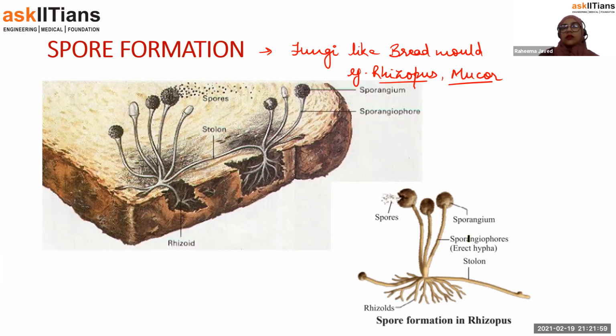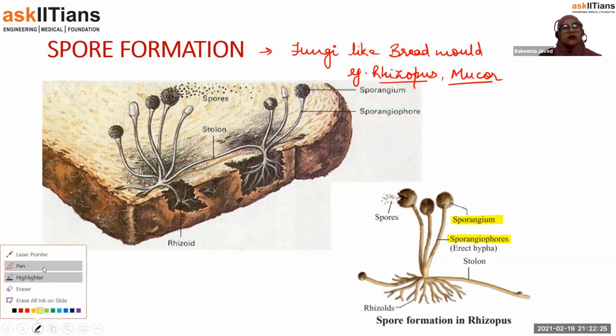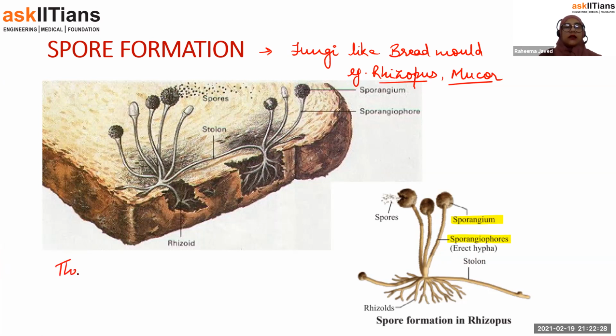Okay, so in this picture you can see the fruiting body inside which the spores develop is known as sporangium, which is borne on erect hyphae known as sporangiophores. Okay, this is just the structure of a hypha. Okay, a mass of hyphae is known as mycelium. So this is a mycelium. Okay, I'll just write also, the thread-like structure is known as hyphae.